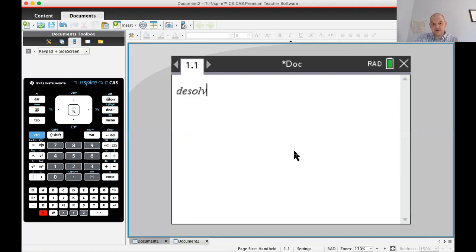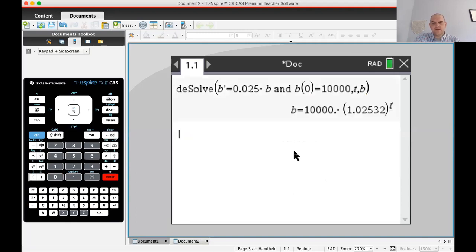So what can I do? I'm going to use DE solve. Let's say b prime equals 0.025b, and b of 0 equals 10,000, where t is the independent variable and b is the dependent variable. It's definitely the Inspire that does it. Let's see if it comes back. Okay, so I get this, which is probably 0.025. There you go. So it's equivalent. It's just that the calculator prefers it a different way.